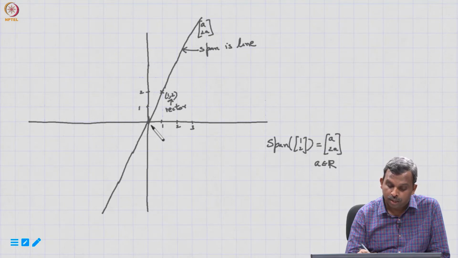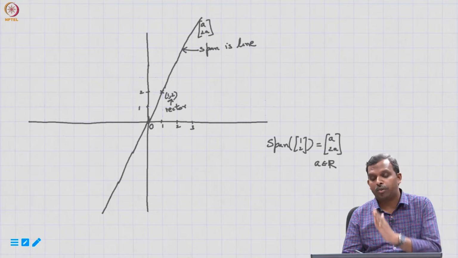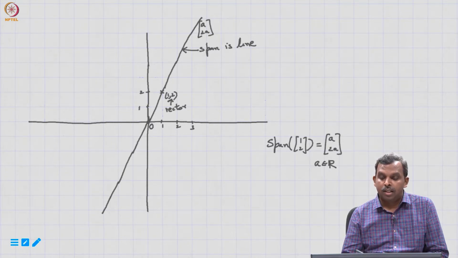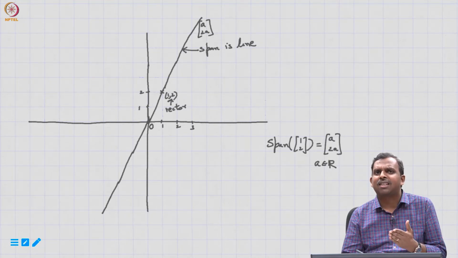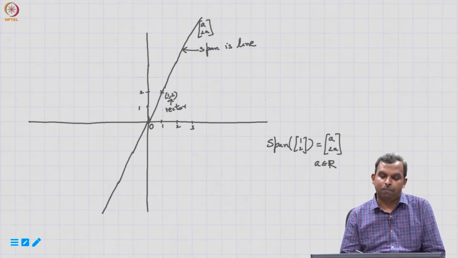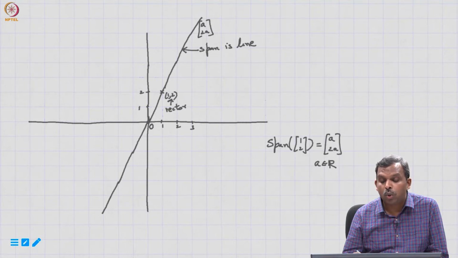So this is the origin, O. The line connecting O and (1, 2), if you extend it in both directions, becomes your span. That's a nice picture to imagine. The span of one vector in R2 is always going to be a line through the origin and passing through that vector. The next question asked you for a span of (1, 2) and (2, 5).